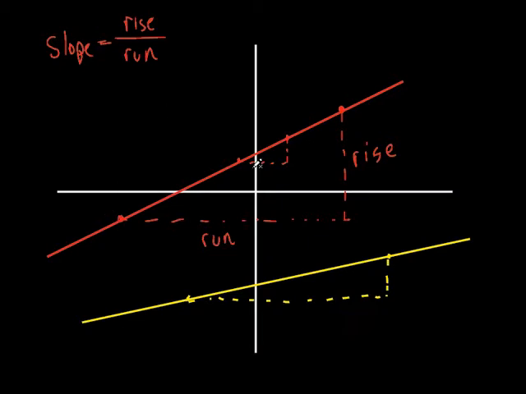So those numbers, this rise over the run, tells you basically how slanted your line is. All right, that tells you how slanted your line is. So that's the rise over the run.